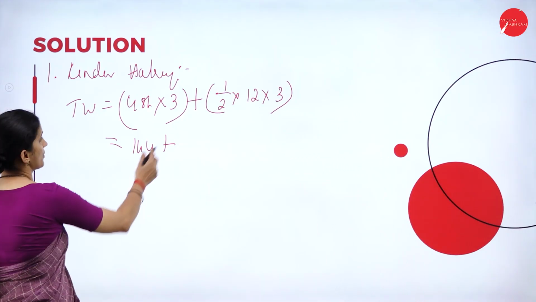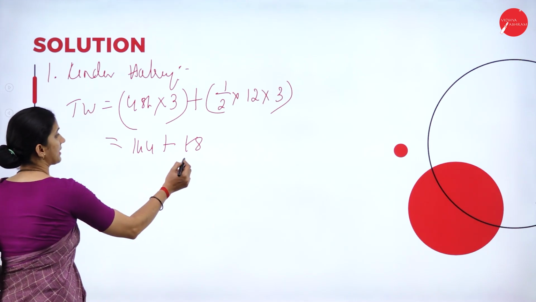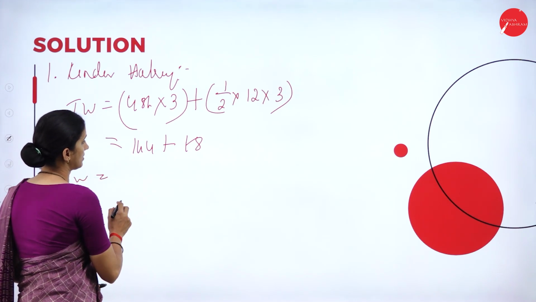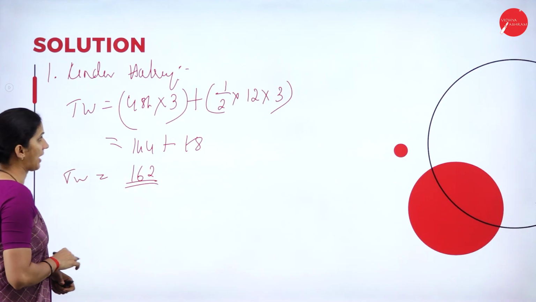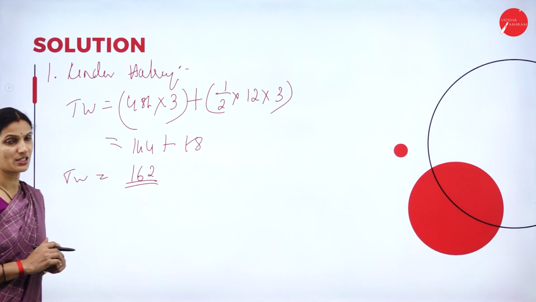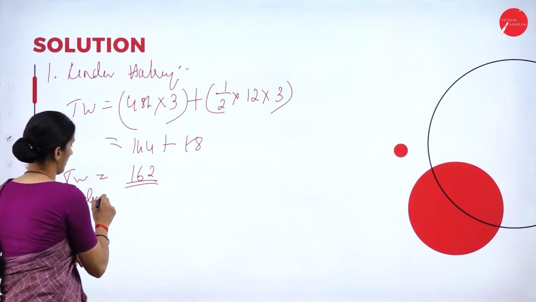So here it is 18. 18 is the bonus. So the total wage here is 144 plus 18, it is 162. Under Halsey's plan your total wage is 162. Now we will calculate under Rowan's plan.